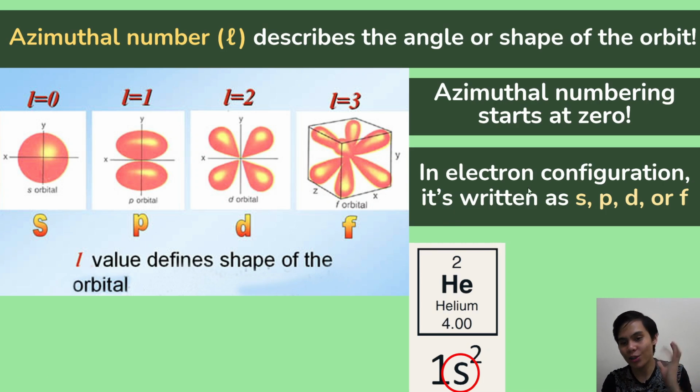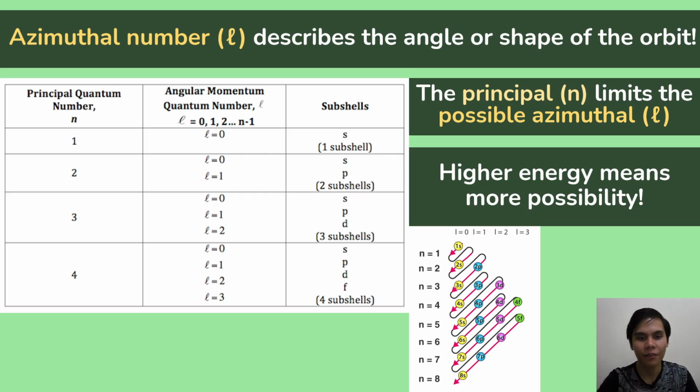Now, in an electron configuration, it's written as s, p, d, or f to remove some of the confusion if we use these numbers that were used before. So in this case, the same example as earlier, that s means that the orbit of these electrons is in the shape of a sphere. And that's also corresponding to its azimuthal number, which is 0. Don't forget how the letters correspond to the numbers for the azimuthal.